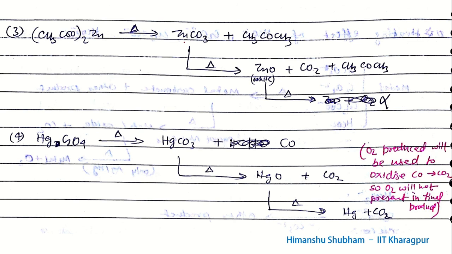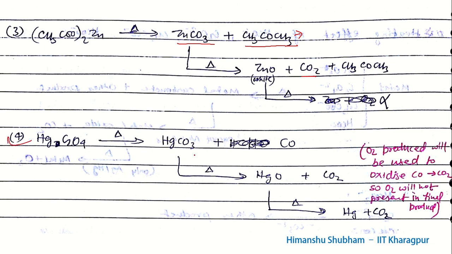Next, we have to decompose zinc acetate. In this case again we will have the carbonate automatically, and CH3COCH3 as the other product because we are decomposing the acetate here. Again ZnCO3 will further decompose into ZnO and CO2. So the final product would be ZnO plus CO2 plus CH3COCH3.